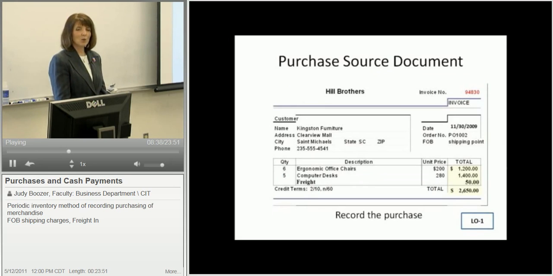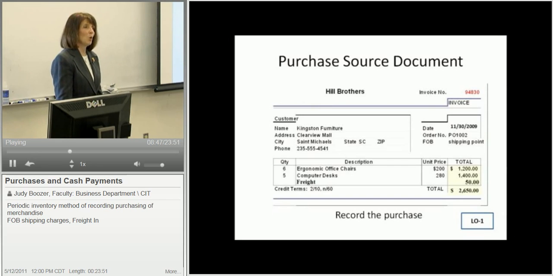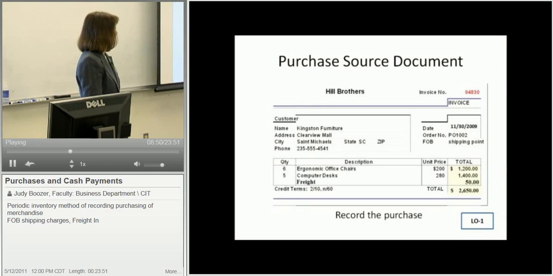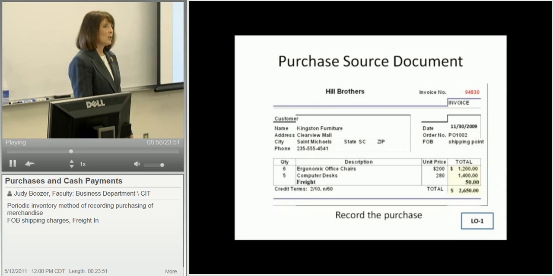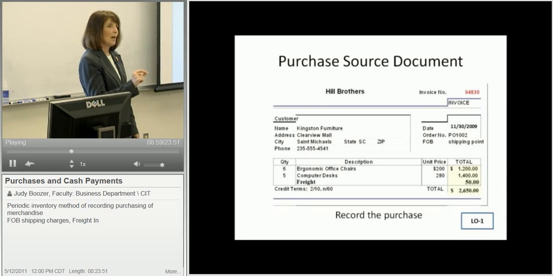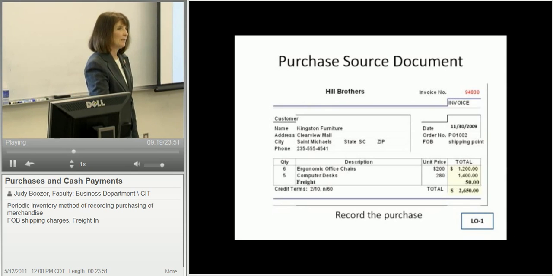Okay, here's a source document showing what has been purchased and the total amount. From this, you would then record it. So let's take a look at this. You notice the unit price times the quantity, and that's how you go across. So you'll have people always checking that to make sure the math is correct. You see the freight added on because it's FOB shipping point, which means you're responsible for paying for this freight, and therefore the total amount due needs to be checked. And then you would then have to record it in your journal.